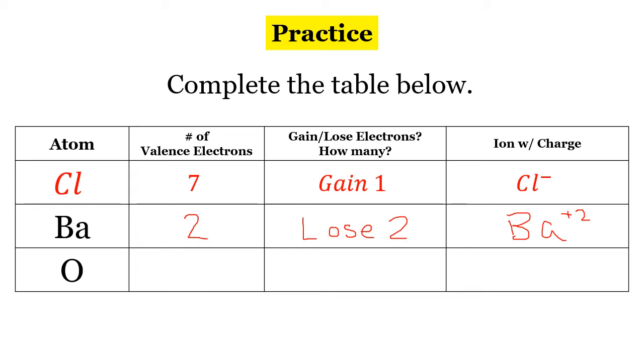All right, in the third example, we have oxygen. Oxygen is in group 6A. It has 6 valence electrons. Because it has 6 valence electrons, it is going to need to gain 2 to get to that magic number of 8. Because it is gaining 2 electrons, it now has 2 more electrons than protons, so its charge is going to be -2.